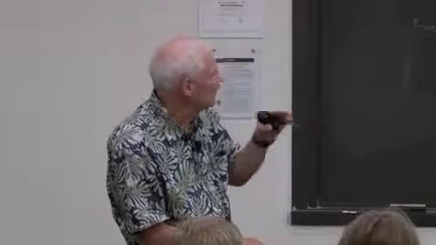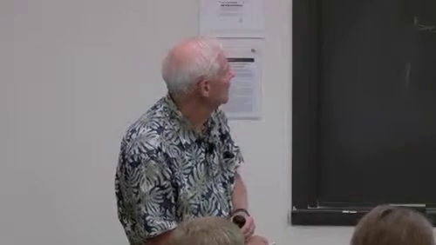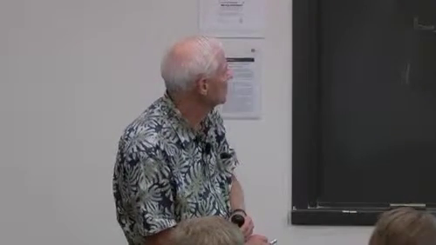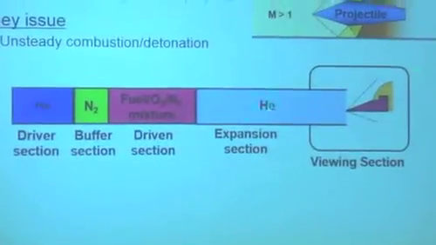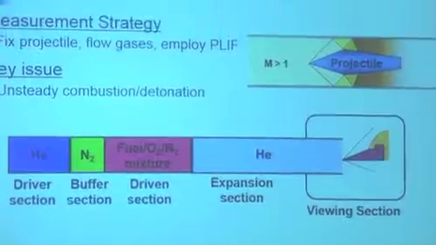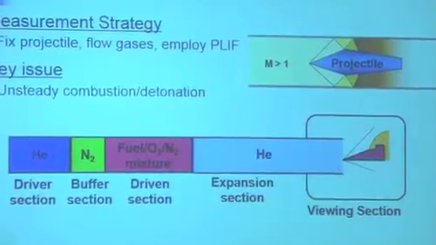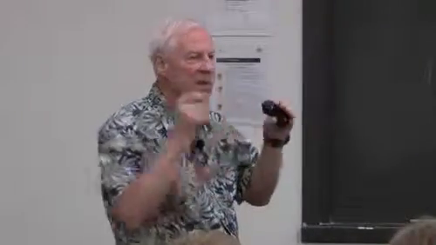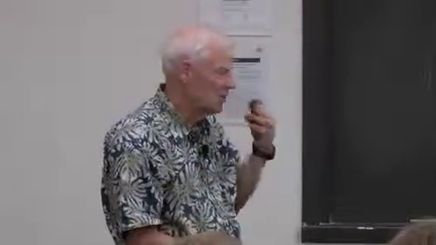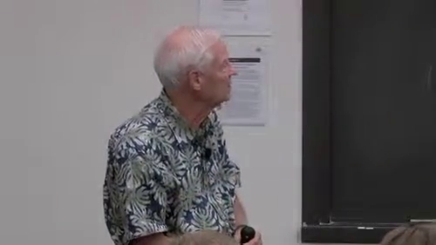You have to really be careful. There are some non-idealities. But anyway, this is kind of how it works. There's the driver section, the buffer section, and then some expansion section. Now, on my Army project, they were interested in something called a ram accelerator, where you would fill a barrel with combustible gas, and you send in a shaped bullet, and arrange for the combustion to take place at the base and accelerate the bullet, and try to shoot things maybe for the ships or for the Army at up to 3 kilometers a second.